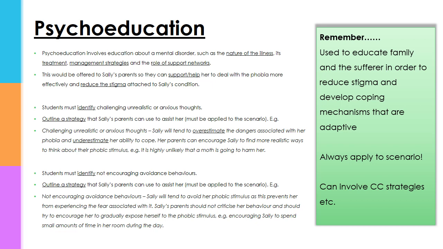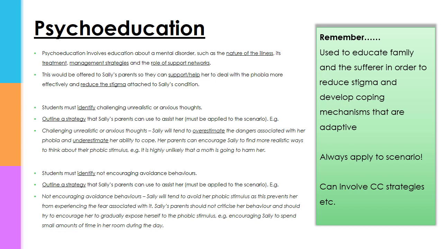Then you can identify one strategy of psychoeducation, which is challenging unrealistic or anxious thoughts. Okay, so you need to identify that they're doing that and outline a specific strategy. Okay, so you need to make sure that you're applying to the scenario when you're doing this. The second thing is you are identifying not encouraging avoidant behaviors. Okay, so the first one is to do with thoughts. The second one is to do with behaviors, very similar to CBT. So again, you are outlining a strategy and you have to make sure you're applying to the scenario.